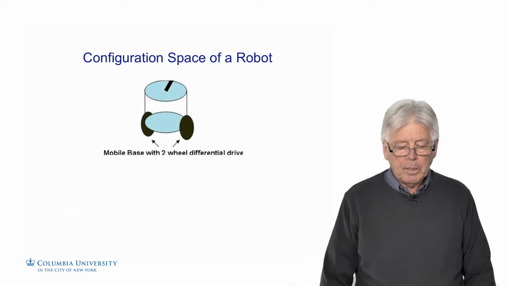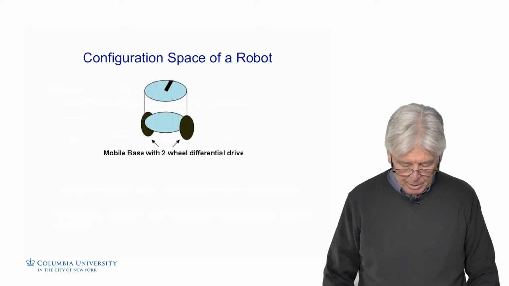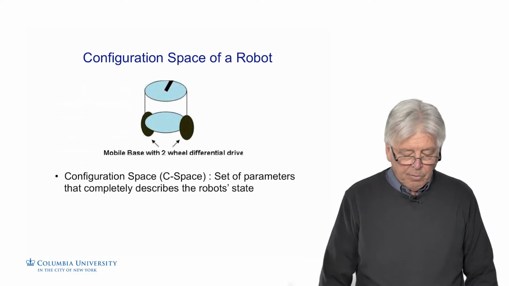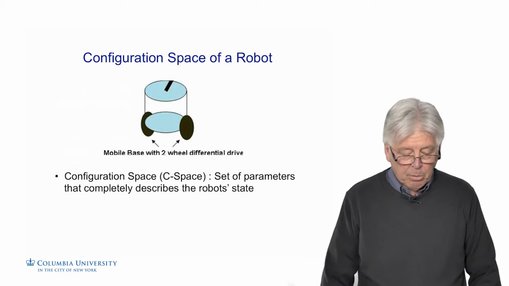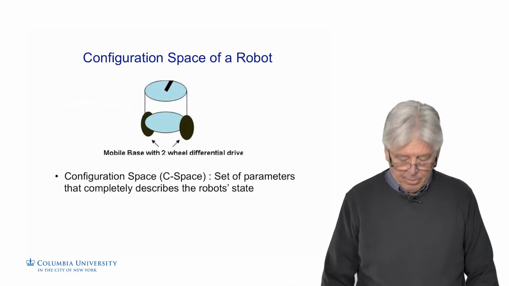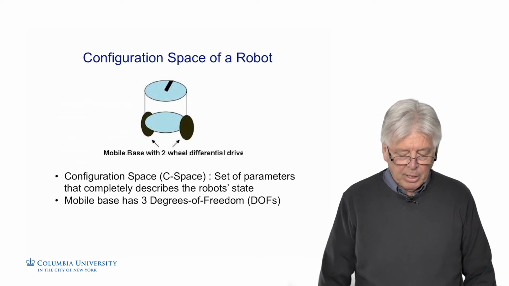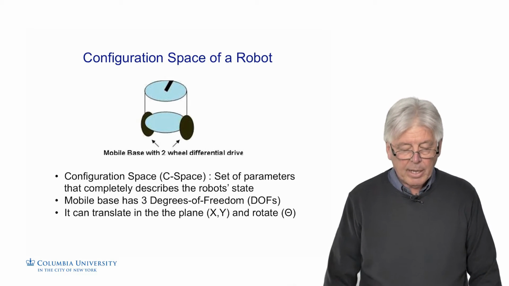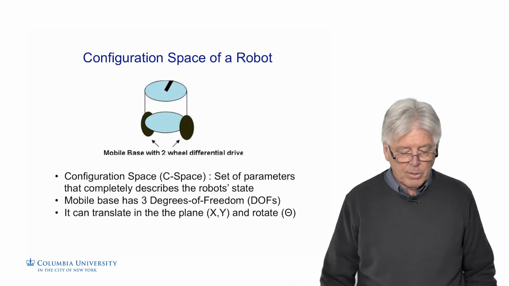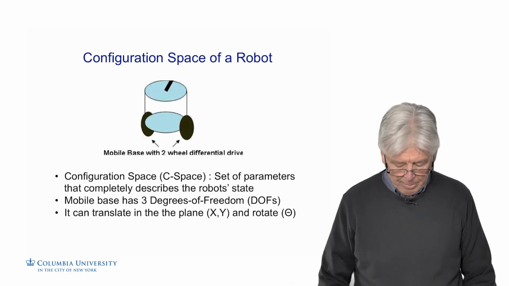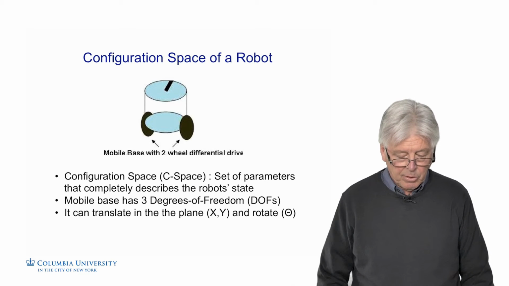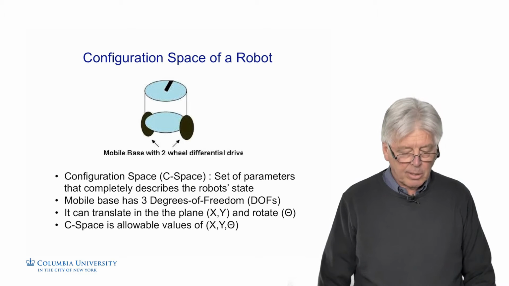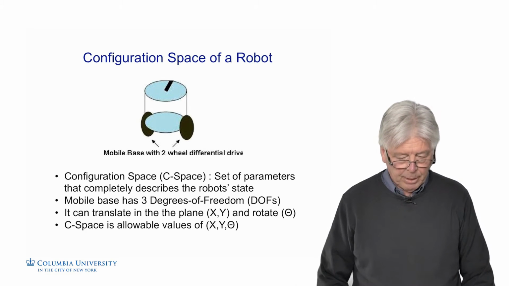So let's talk a little bit about the configuration space of a robot. This is a mobile robot base with two wheel differential drive. The configuration space for a robot is a set of parameters that completely describe the robot's state. So for this little mobile robot, it has 3 degrees of freedom. It can translate in the plane, x, y, and rotate, theta. It can rotate by changing the direction of the wheels. It can move the wheels together either forward or backwards. So it really has the ability to go in 3 dimensions, x, y, and theta. And so that makes its C-space the allowable values of x, y, and theta.